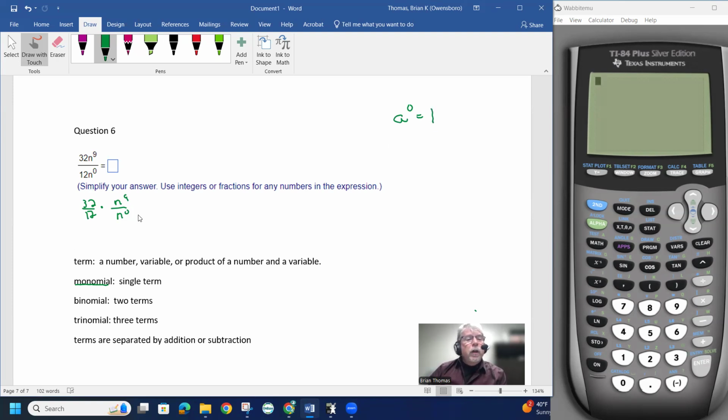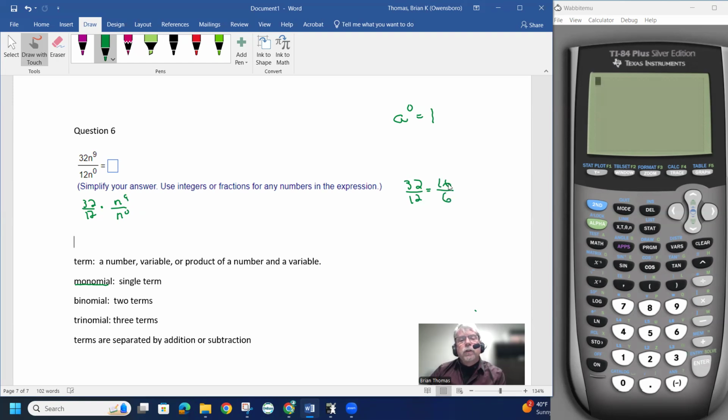So one of the first things I observe is n to the zero is really just 1. Now, 32 twelfths, there's a couple ways of doing that. One way is I could come over here somewhere and try to reduce it. 32 twelfths, I see that both are divisible by 2. So I can divide each one by 2, and half of 32 would be 16, and half of 12 would be 6.